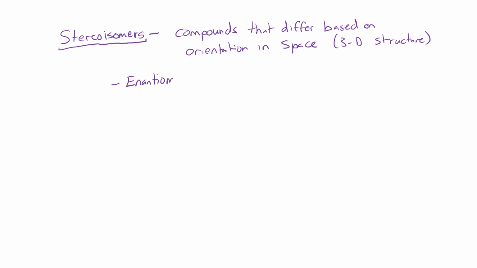The first one is enantiomers. Enantiomers are stereoisomers that are mirror images of each other. So enantiomers always come in pairs, right? There's a right-handed version and a left-handed version.